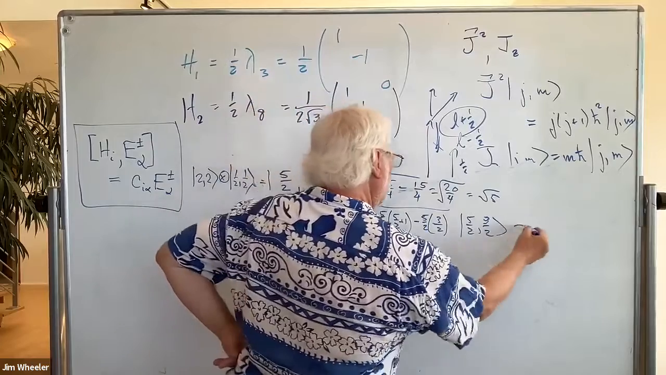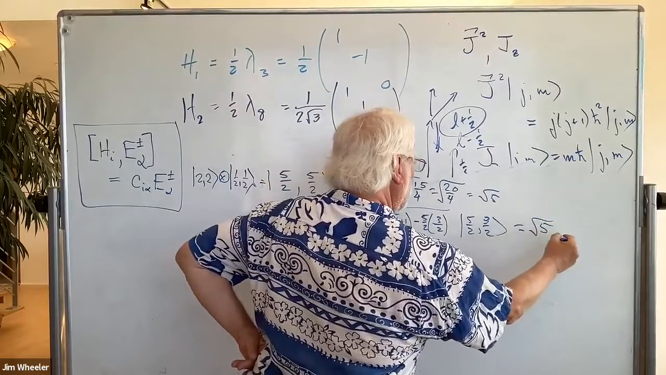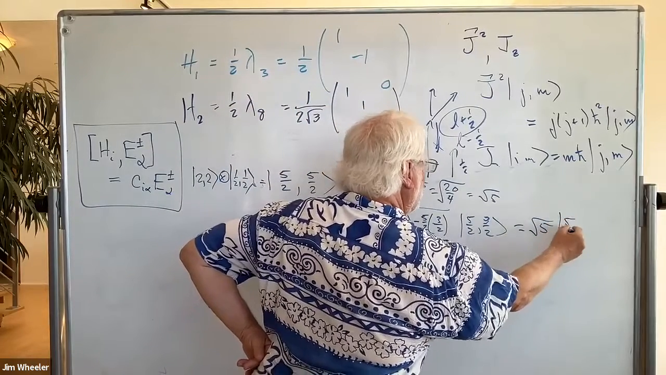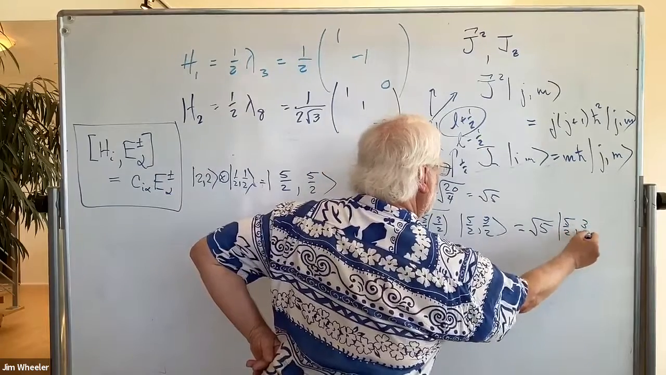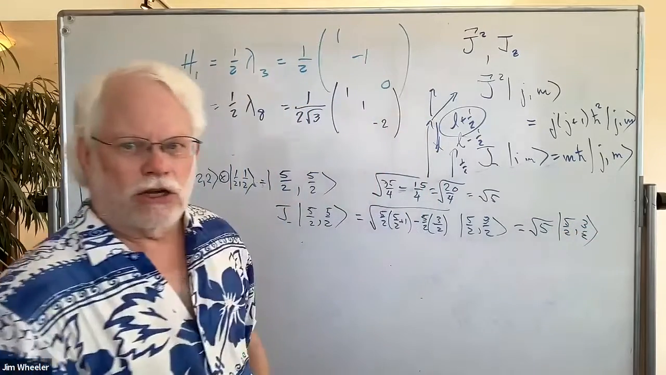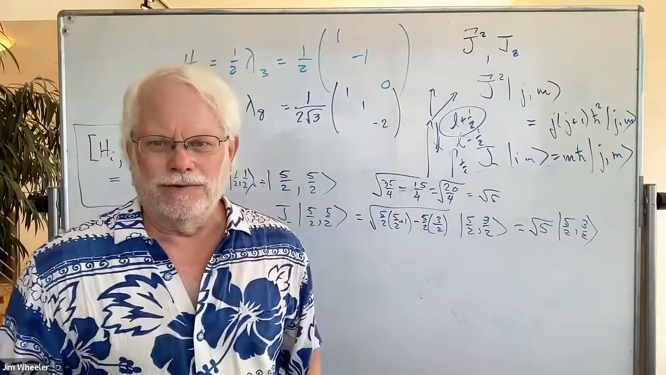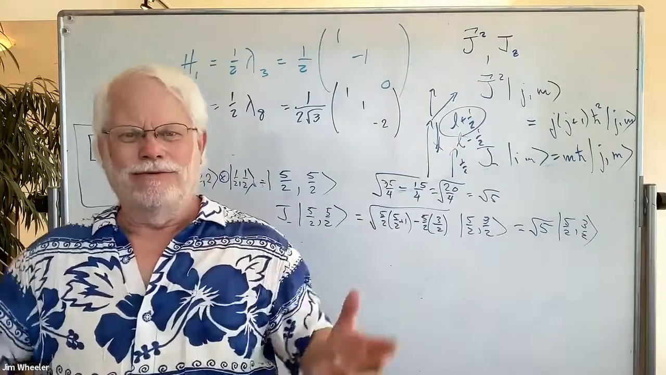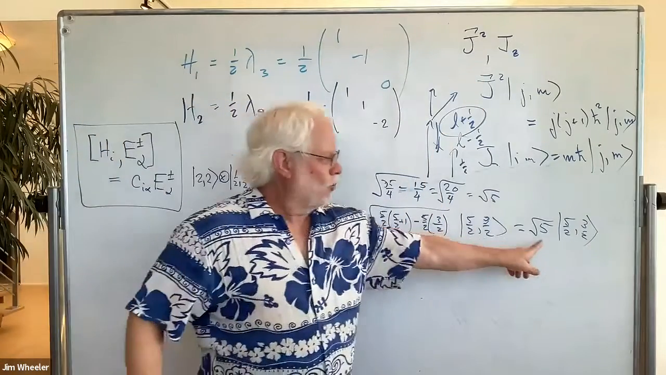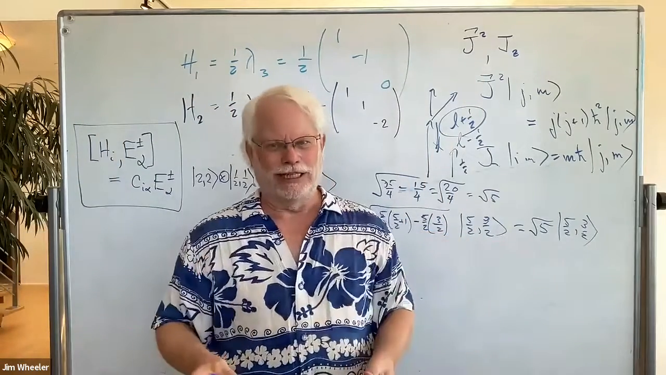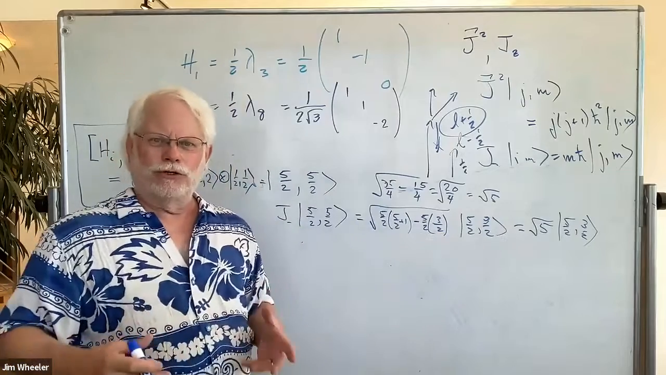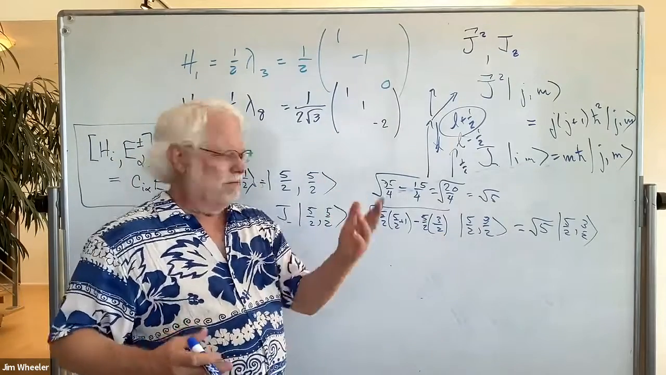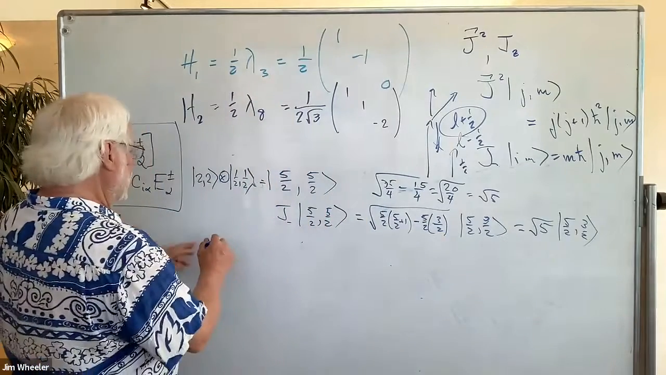So over here we get the square root of 5, and that number, unfortunately, is called a Clebsch-Gordan coefficient. Okay, we got a name for the thing. That's a Clebsch-Gordan coefficient right there. There are tables of these things because people who work with atomic spectra just use it.